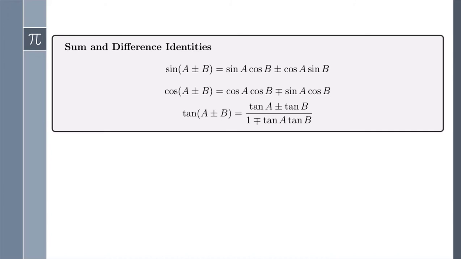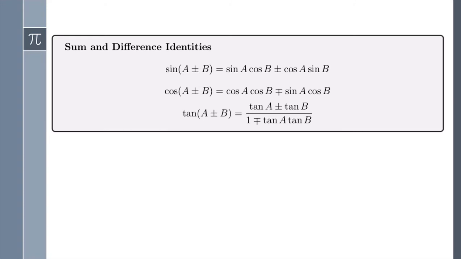So these are the sum and difference identities. If we have sine A plus B, then it is sine A cosine B plus cosine A sine B. And if we have sine A minus B, then it is sine A cosine B minus cosine A sine B. Similarly, when we have cosine A plus B, this is the opposite.